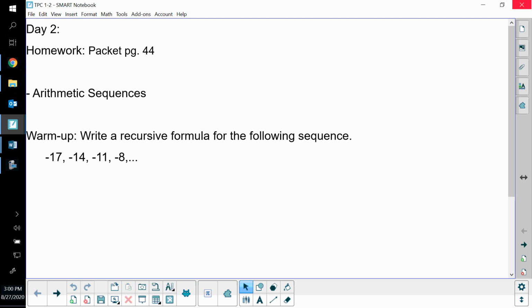In our warm-up, we want to be in Tuesday's box, and our goal is to write a recursive formula for this sequence. Recursive formula, remember we always tell first what A1 equals. And then we always do AN equals AN minus 1, and then just tell what the pattern is. Notice these are actually getting larger because they're less negative. So we are adding 3 each time. So AN equals A sub n minus 1 plus 3.